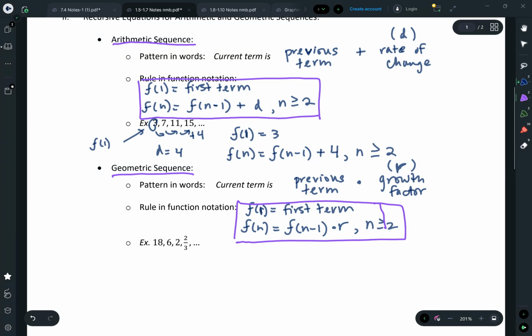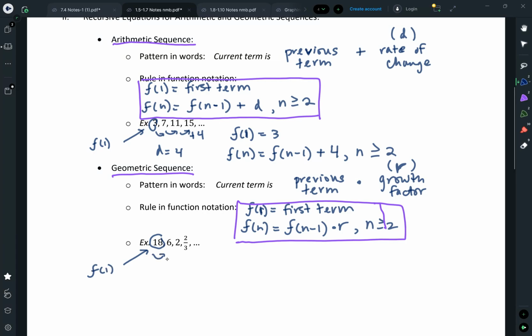So now we're going to try it out. Let's look at all the parts again. I know what my f of 1 is. And then I've also got to figure out what I am multiplying by each time. It looks like we're dividing by 3. Dividing by 3 is the same thing as times 1/3. So r is going to equal 1/3. So now we're going to use this to write our rule.